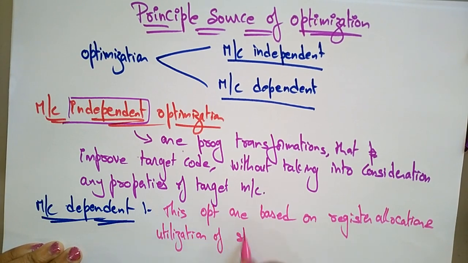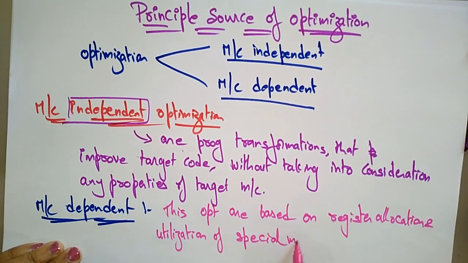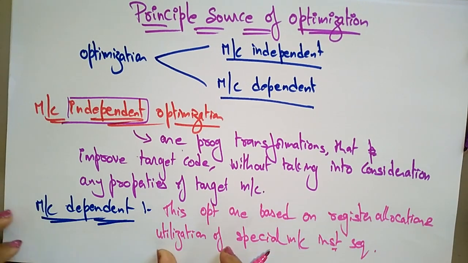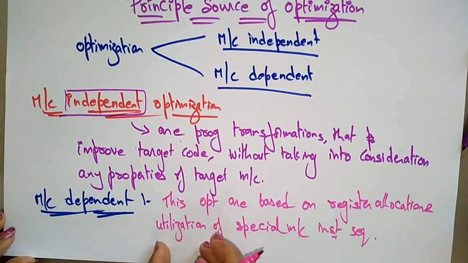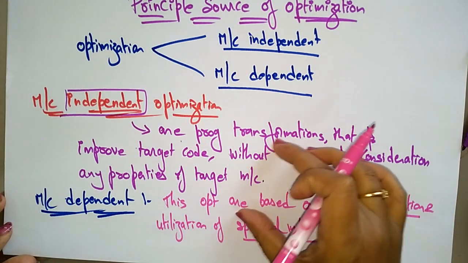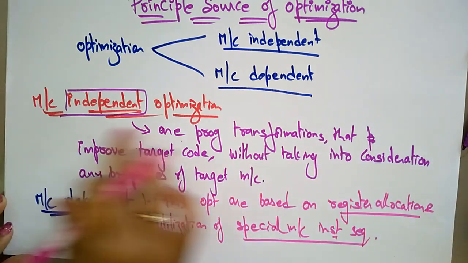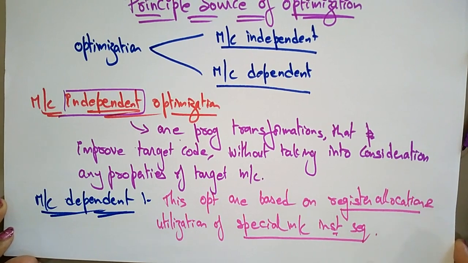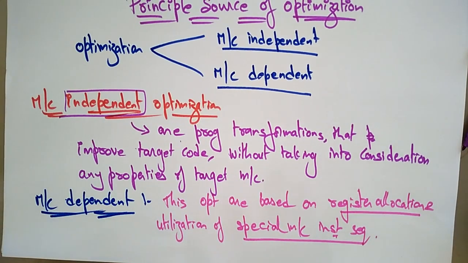Utilization of special machine instruction sequences. So it is going to generate an improved target code based on register allocations and by utilizing the special machine instructions that are present in the memory. So these are the two categories of the principal source of optimization: machine independent optimization and machine dependent optimization.